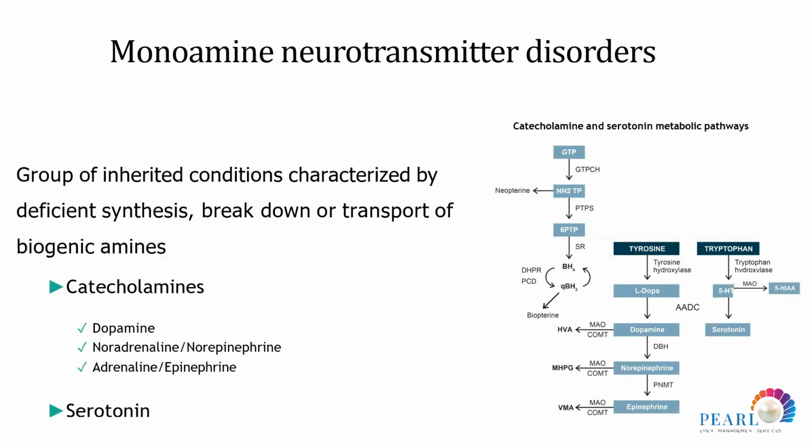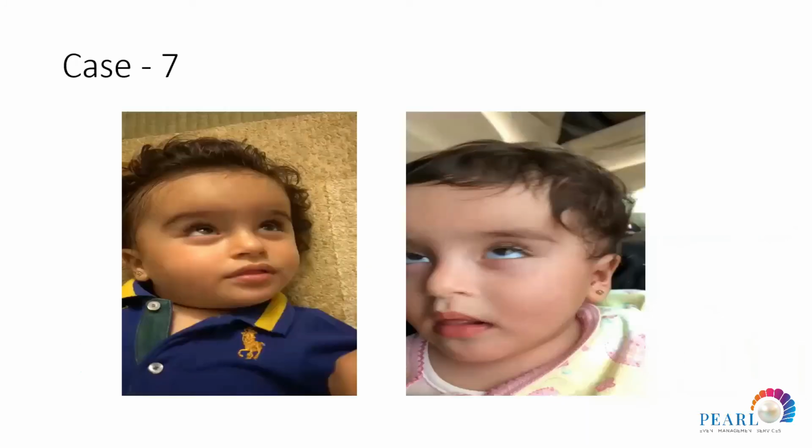Neurotransmitter disorder is a group of inherited disorders that affect the synthesis, breakdown, and transport of the biogenic amines, mainly dopamine, epinephrine and norepinephrine, and serotonin. And usually they are a typical example of cerebral palsy mimickers.